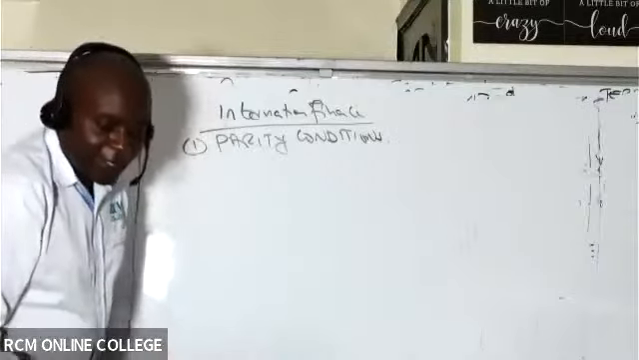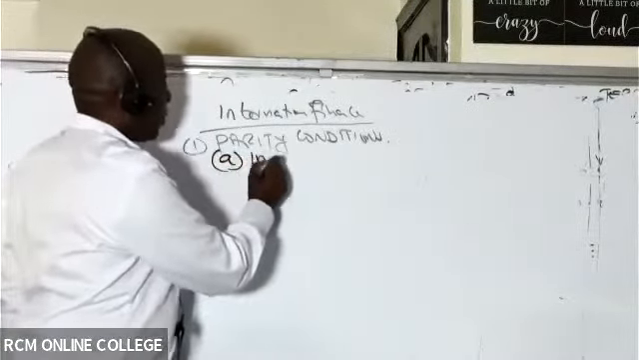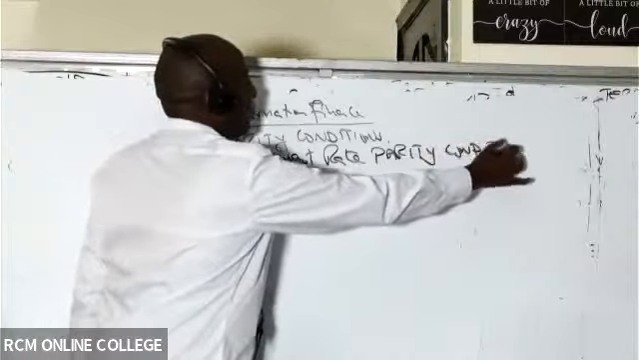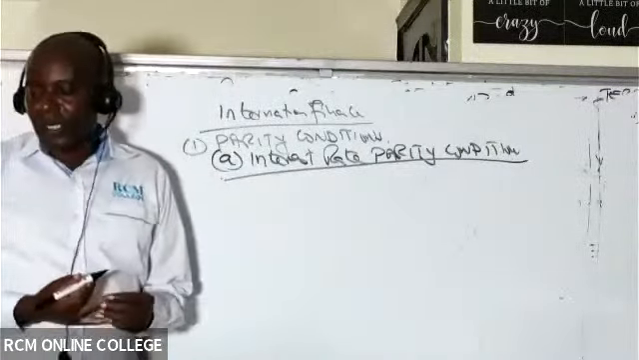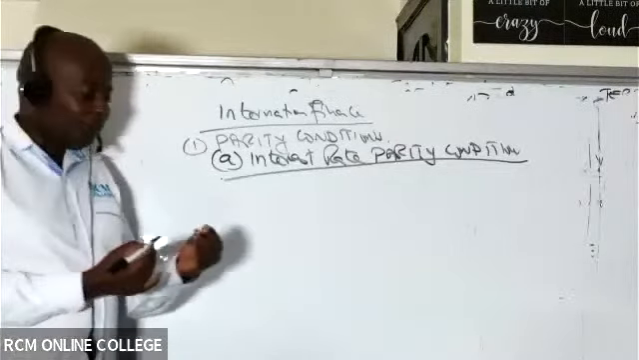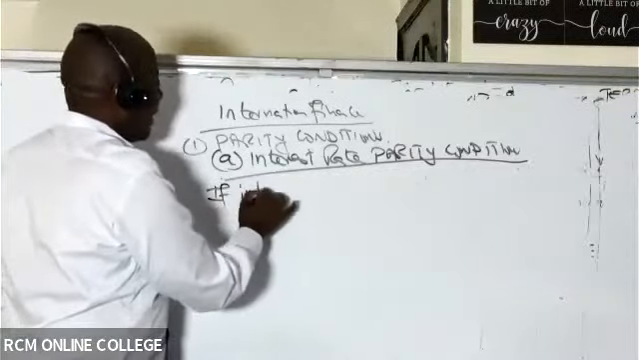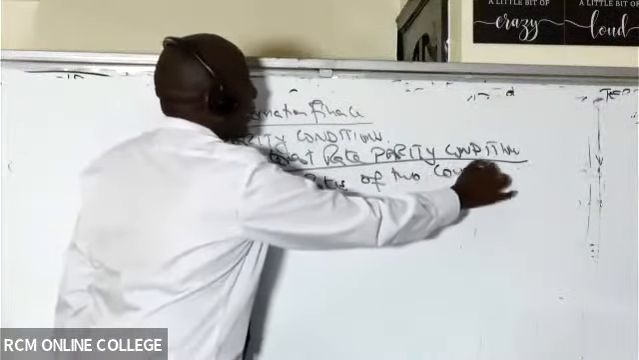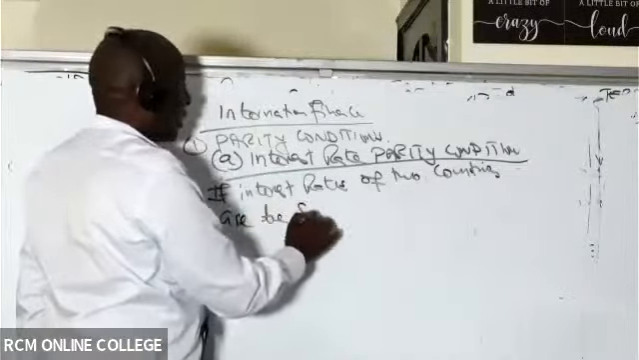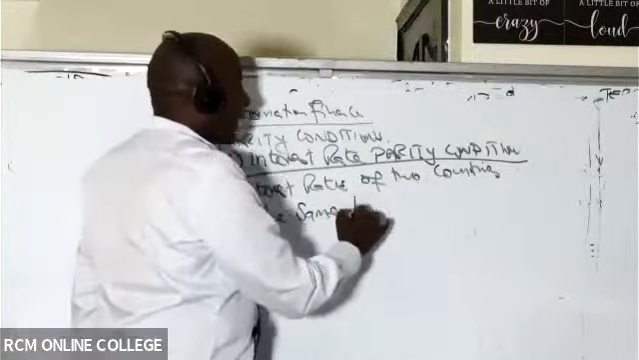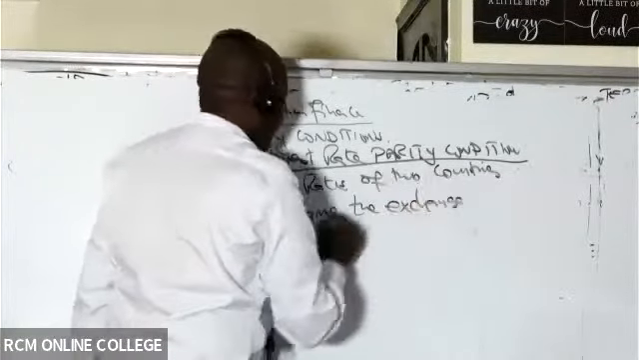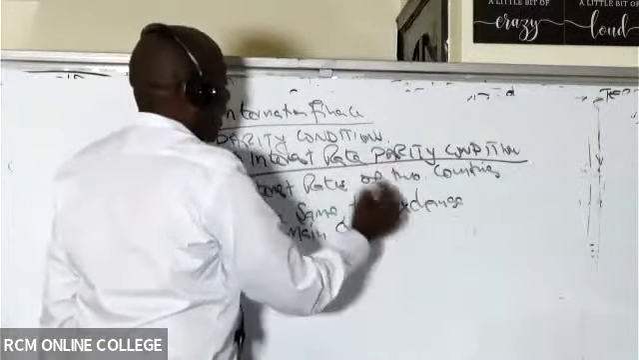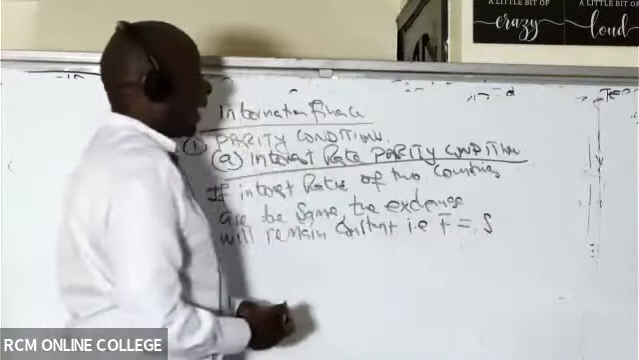We shall overcome. So we shall start right away with the interest rate parity condition. Interest rate parity condition. And then you tell us there that if interest rates of two countries are the same, the exchange rate will remain constant, i.e. F will be equal to S.